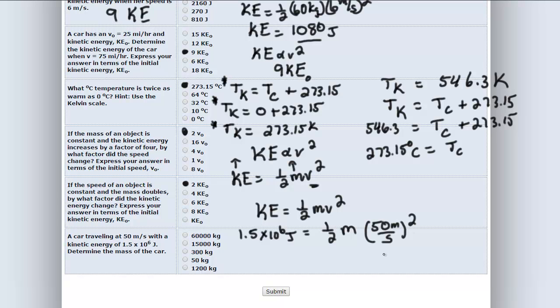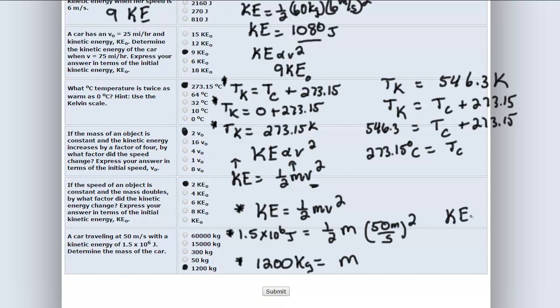So let's solve. We want to solve for that mass. So we're going to put in 1.5 times 10 to the 6th into our calculator. We're going to multiply both sides by 2, and then we have to divide both sides by 50, not once, but twice, because the 50 is squared. And we're going to get 1,200. The units of mass are kilograms because we're using the MKS system. So 1,200 kilograms is our answer. We write down our equation, plug in what we know, solve. That's all there is to it.